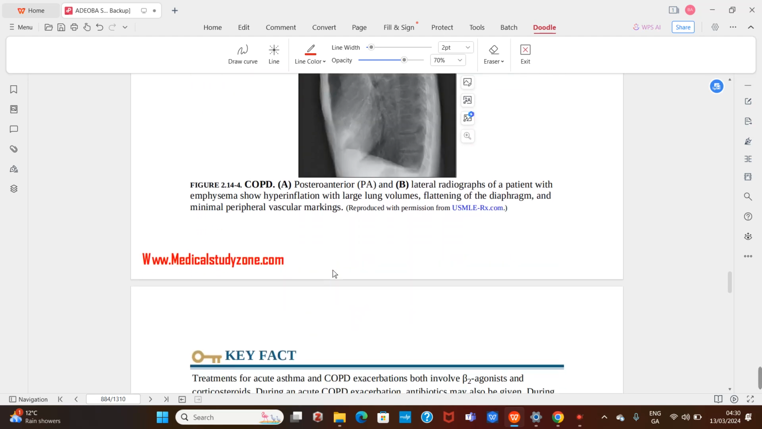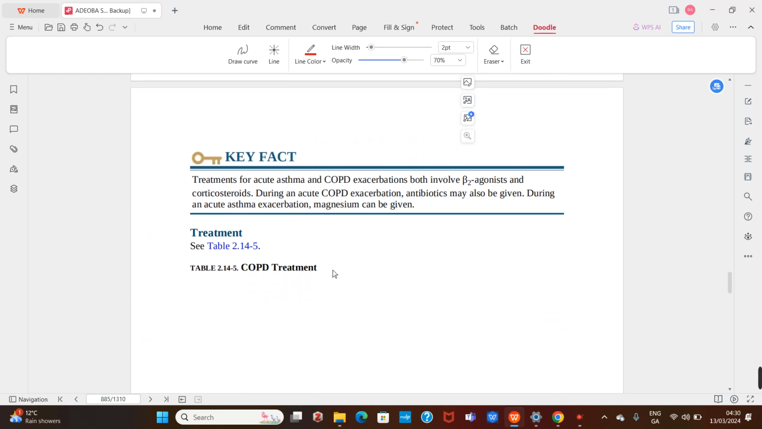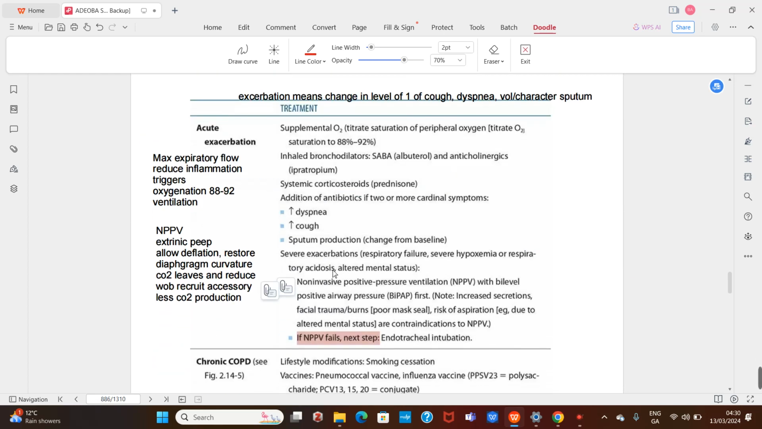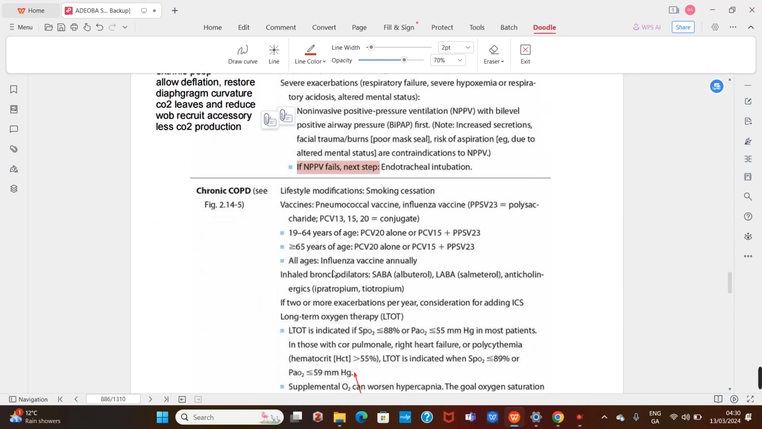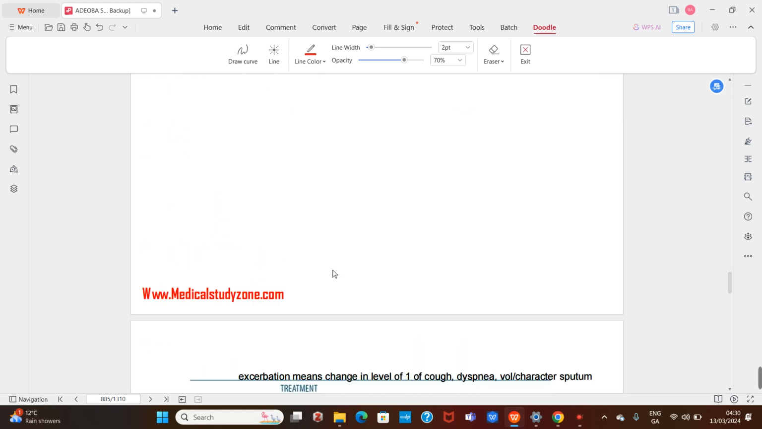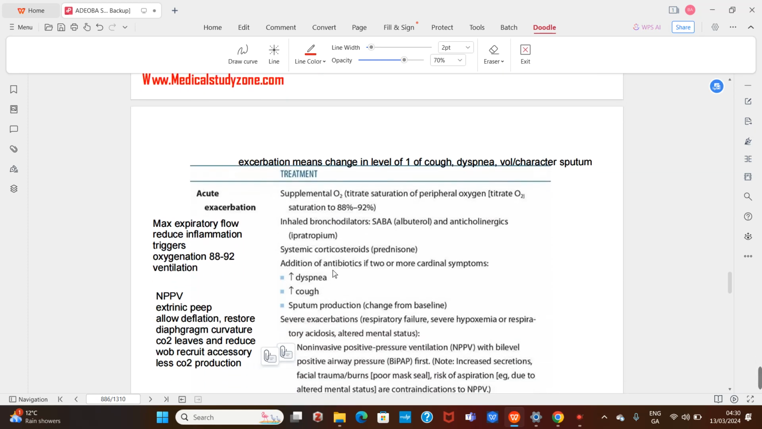So then, the treatment. The treatment occurs in two forms: exacerbation and stable. We are going to start with the exacerbation first. The algorithm for acute exacerbation is the same as the algorithm for asthma. If we remember what I said yesterday, you want to maximize the expiratory flow. That's number one. You want to reduce the airway inflammation. That's number two. You want to increase oxygenation. That's number three. And if there's a need, you want to ventilate that individual.